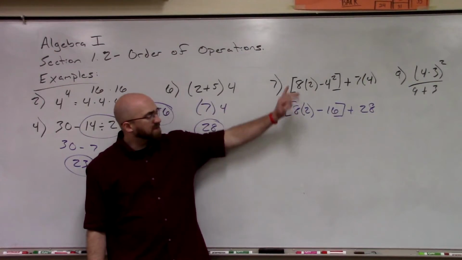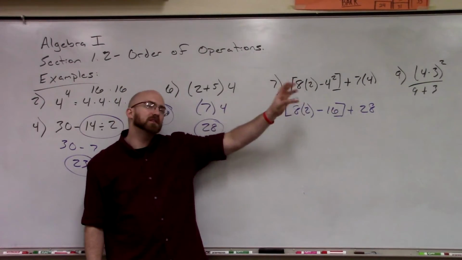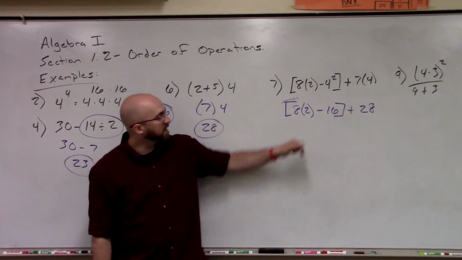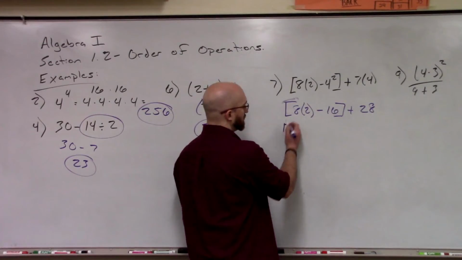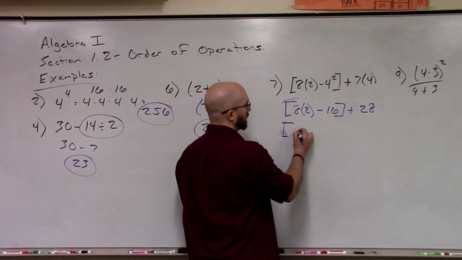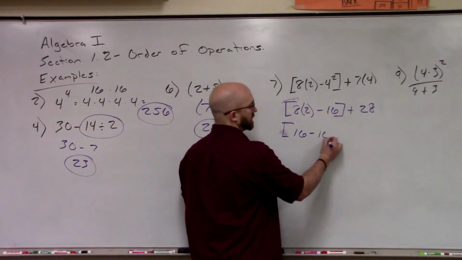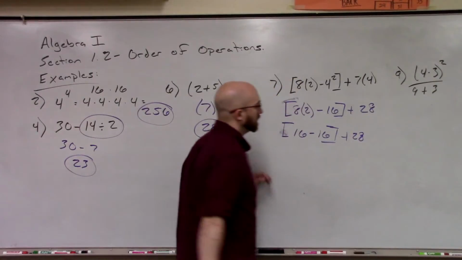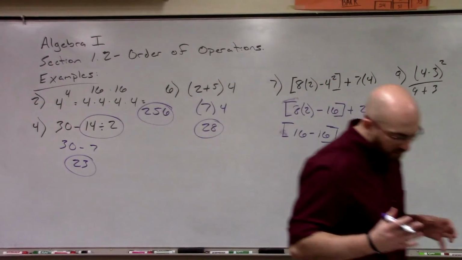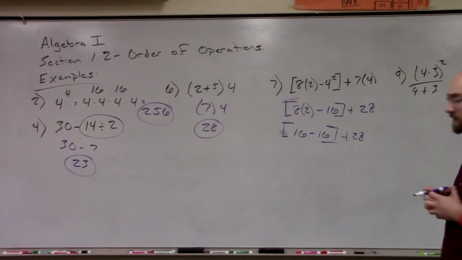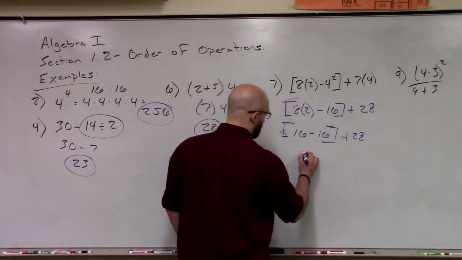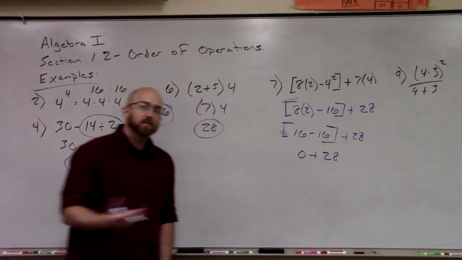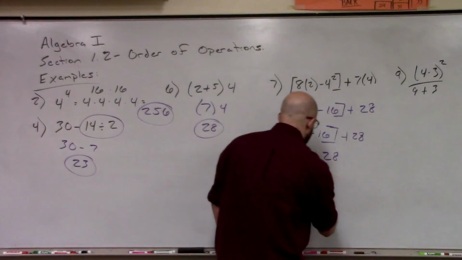Now, because 7 times 4 is outside of our grouping, it does us no harm to go ahead and do it. Let's multiply these two together. So we get bracket 16 minus 16, end bracket, plus 28. Now we can go inside the bracket: 16 minus 16 just ends up equaling 0. Plus 28. 0 plus any number is just that number, so 28 is our answer.